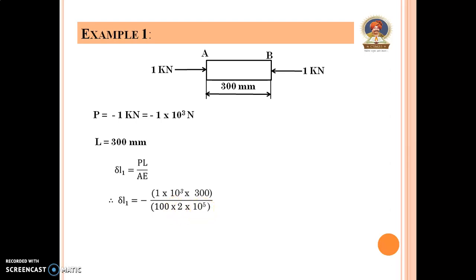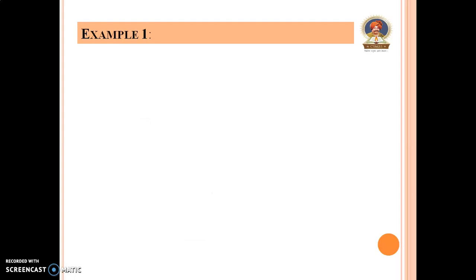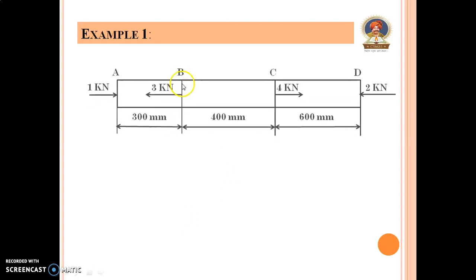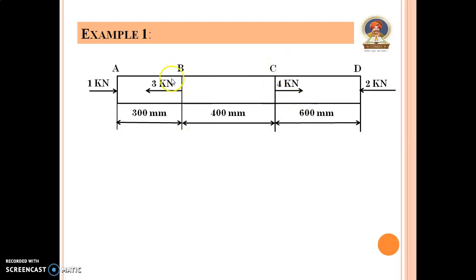So when we solve, we are getting the answer delta L1 is equal to minus, because the force is in minus, so minus 0.015 mm. Similarly for section BC, in that section we now consider section 2 in the portion of BC, that is section 2. Here again this is the left portion and this is the right portion.